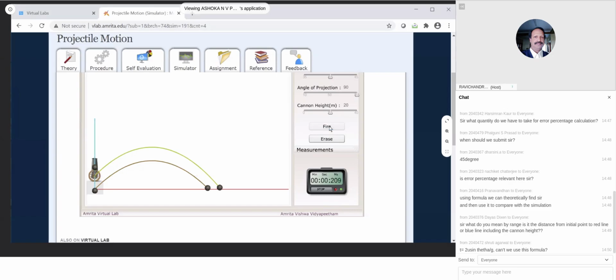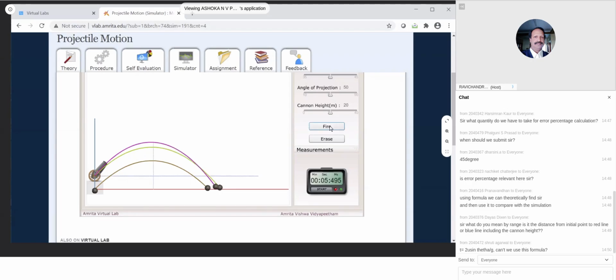The angle there is 90. Let me change it. Keep it in some other position. Let us say 50 degrees or so. Last time I think we tried 40. Let me try 50 degrees now. You keep 50 and then fire. Let's check. You look at the timer also, whether it is crossing this point or that point.